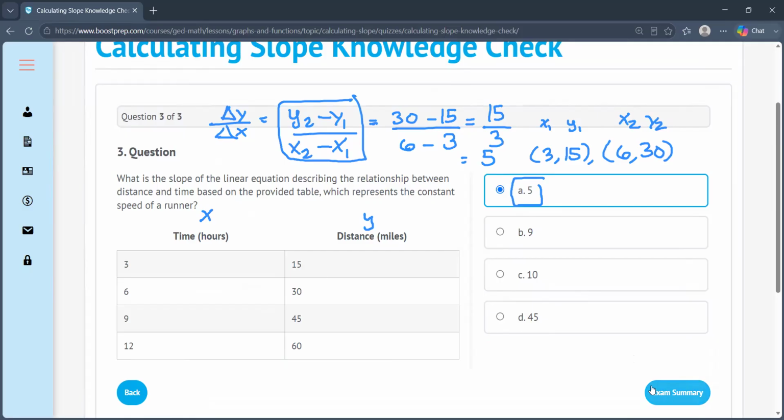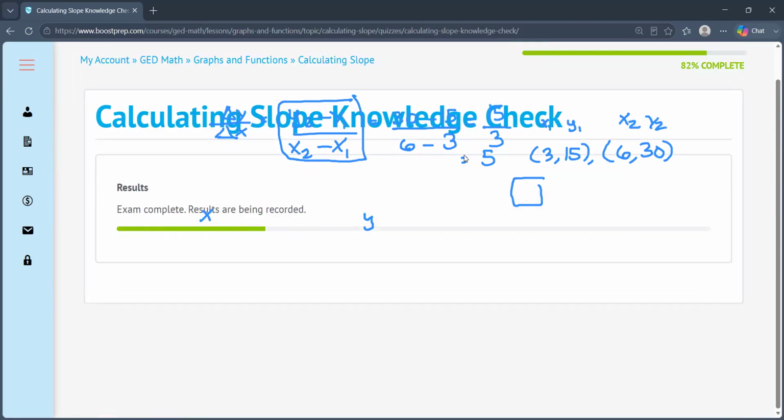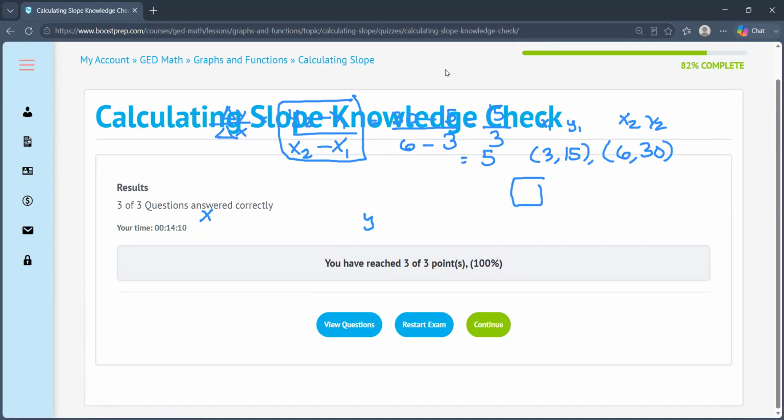There you go. That is slope, calculating slope. Oh, let me check my work. Perfect. We got a perfect score, so I'm going to stop here.